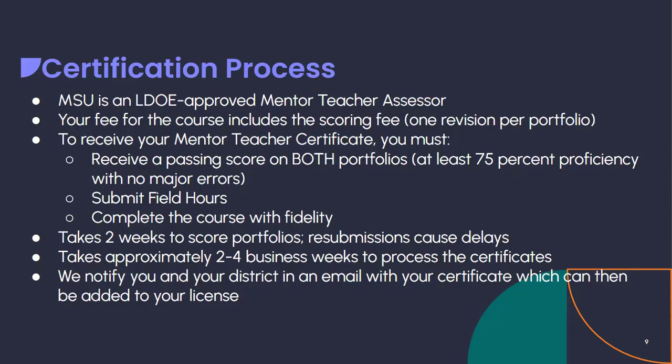To receive your mentor teacher certificate, you need to receive a passing score on both portfolios. So at least 75% proficiency with no major errors. You have to submit your field hours and you have to complete the course with fidelity. There are minimal other assignments required in the course. So your portfolios are the bulk of what you have to do.